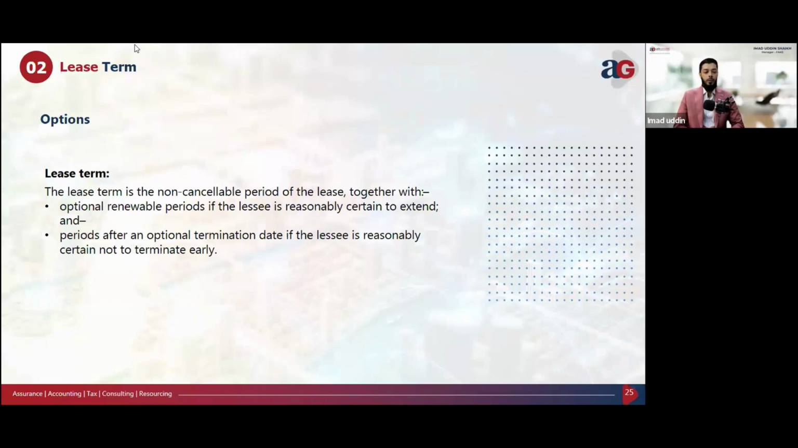Perfect. So let's talk about options. The lease term is the non-cancelable period of the lease together with optional renewable periods if the lessee is reasonably certain to extend, and periods after an optional termination date if the lessee is reasonably certain not to terminate. Now, there is a requirement of reasonable certainty in both the options for renewing and options for termination, but the direction of that reasonable certainty is exactly the opposite. We'll talk about it with an example.